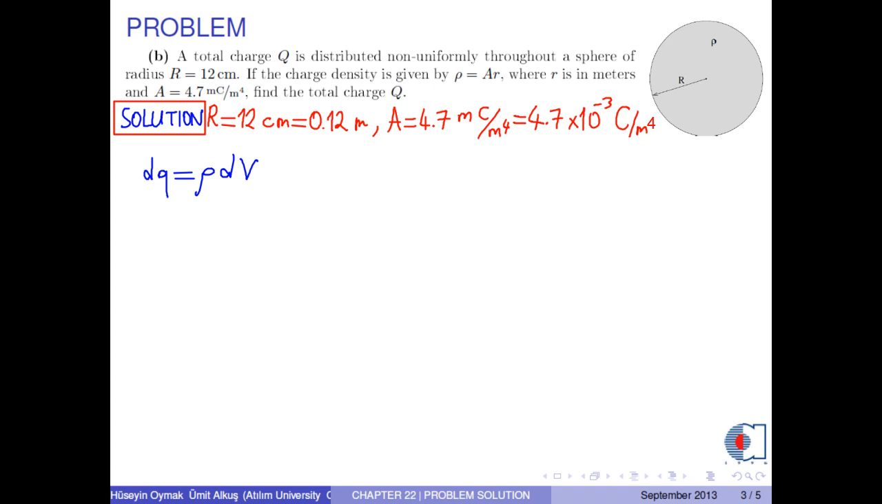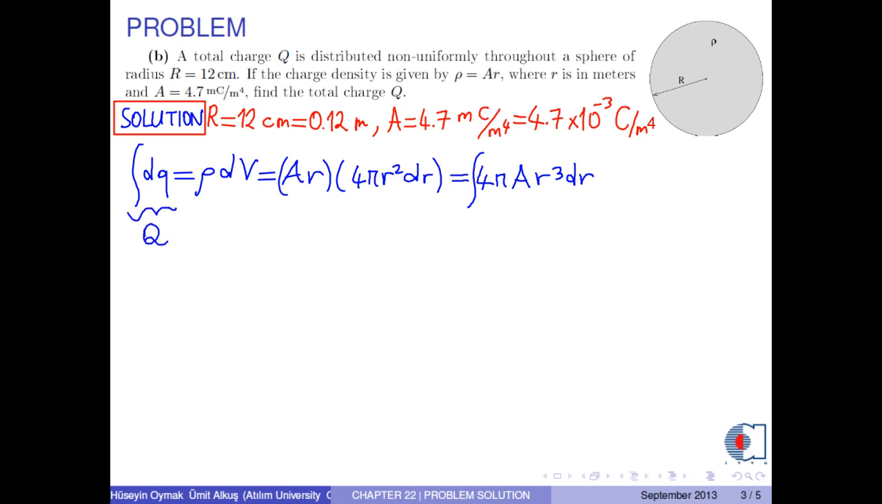dq equals ρ times dv. We are given ρ as A times r, and dv is known as 4 pi r square dr, or simply 4 pi times A times r cubed dr. If we take the integral of both sides, the left hand side, that is the integral of dq, becomes the total charge. And on the right hand side, since 4 pi and A are constant, then we can take them outside the integral.